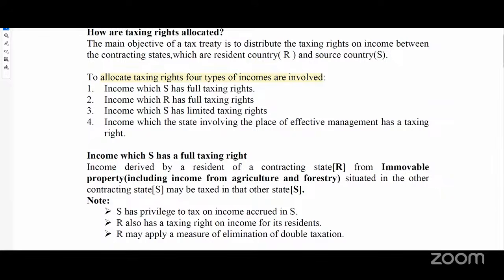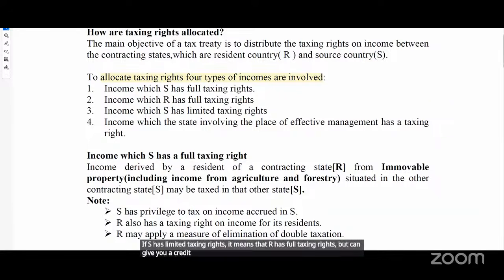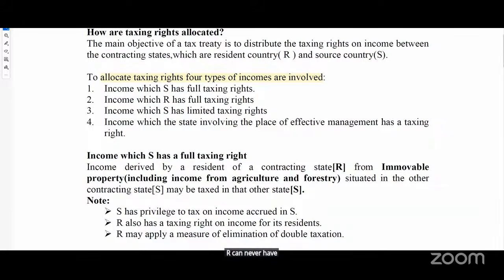Prof, please, among the 4, why don't we have income which R also has limited taxing right? If S has limited taxing rights, it means that R has full taxing rights but can give you a credit for it. R can never have limited taxing rights because that's where you came from. You don't bite the finger that feeds you. That's the whole idea behind this.